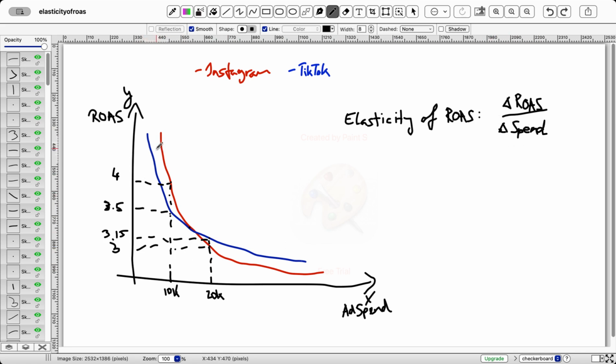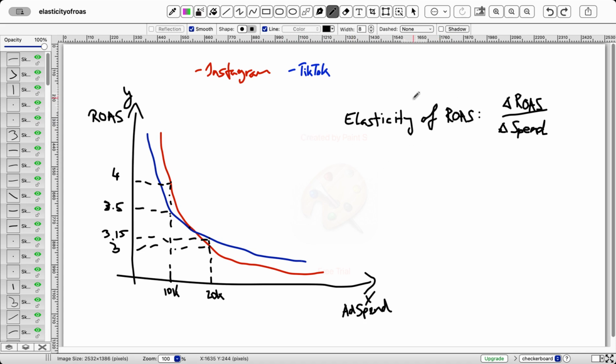We can tell that the return ad spend is falling quite steeply for Instagram, the red line. This curve is steeper than the blue one. Now, if you just look at performance for a month or whatever time frame, and you look at Instagram versus TikTok, you can only see this number here, 4 initially and a 3.5, and you might make a decision based on this number. But you don't know that Instagram actually has a stronger elasticity of return ad spend than TikTok.